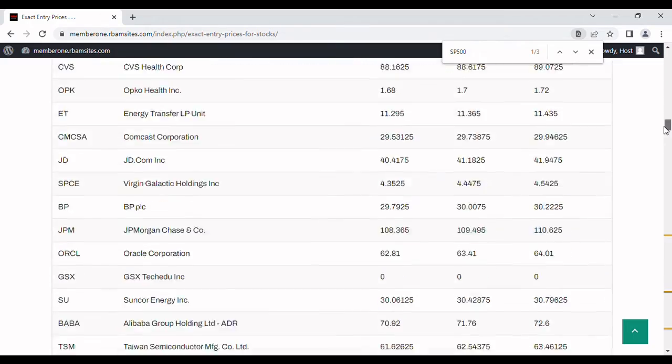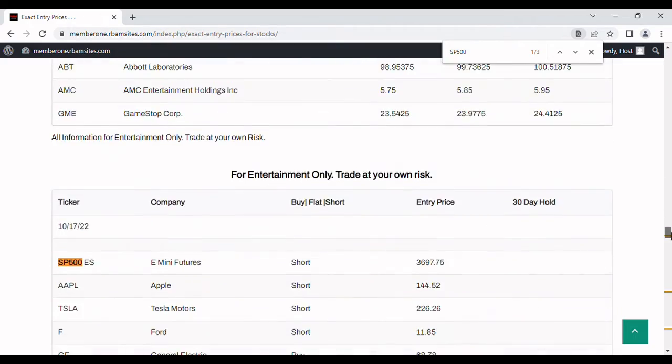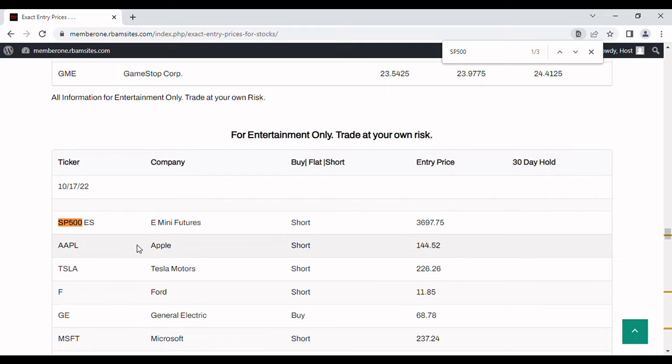RBAM Research puts out algorithmically generated entry prices that come out of our algos from our computer systems, and they're much different than moving averages. For Monday, the 17th, we put out a short at 36.97. So this is going to be an entry price, not necessarily a traditional support or resistance, but an entry price that's basically the same thing. You use it as something to trade off of.